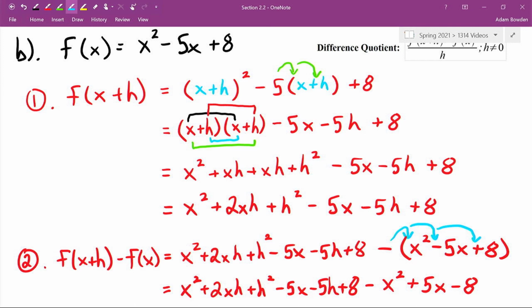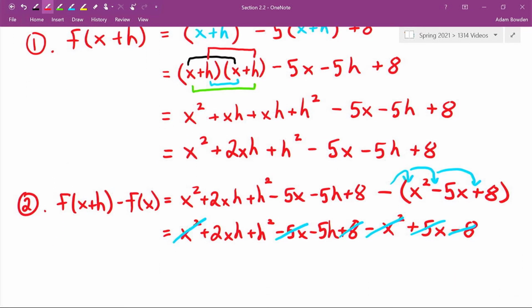We should be able to cross some things out at this point. Namely, we have a positive x squared and a negative x squared. We have a negative 5x and a positive 5x, a positive 8 and a negative 8. We can cross all those out. As a result, all that's left will be 2xh plus h squared minus 5h.